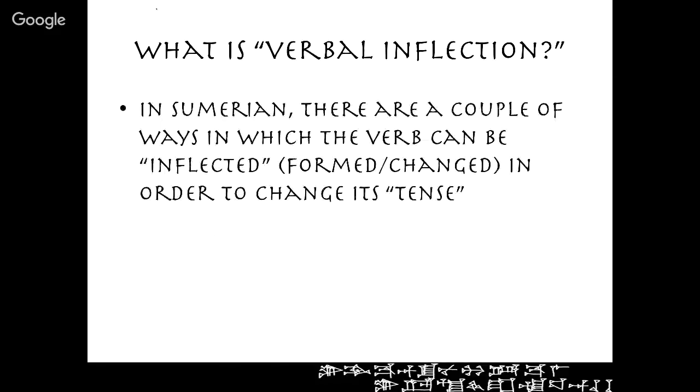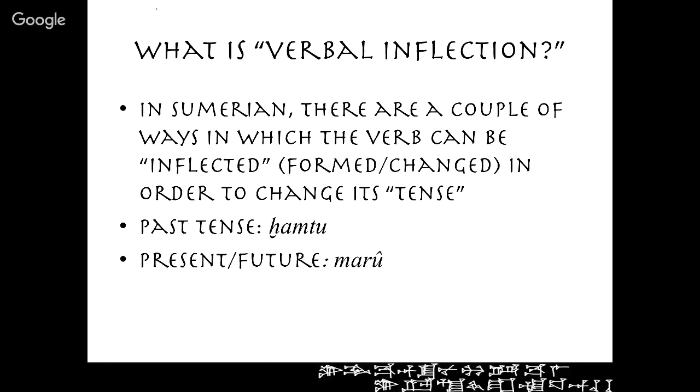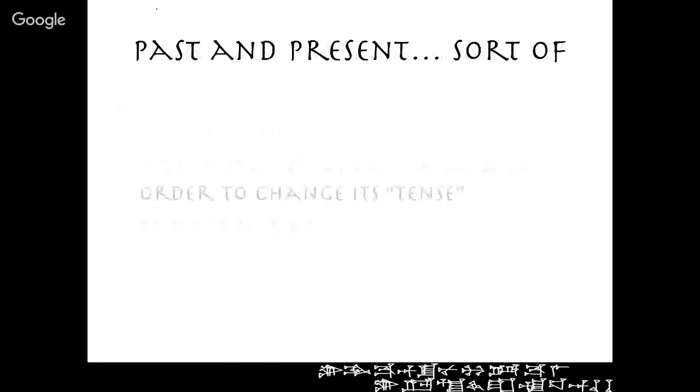In Sumerian, there are a couple of ways in which the verb can be inflected. It can be formed or changed in order to change its tense. So those two ways are for the past tense. They call it the Hum2, and these are Sumerian words. I mean, these are words that come out of ancient Mesopotamia. This is what they called them. So Hum2 and Maru. Maru is the present future.